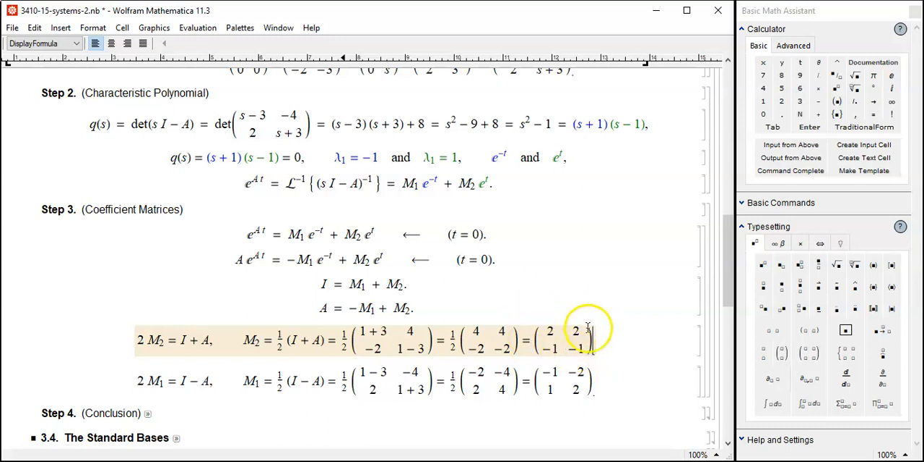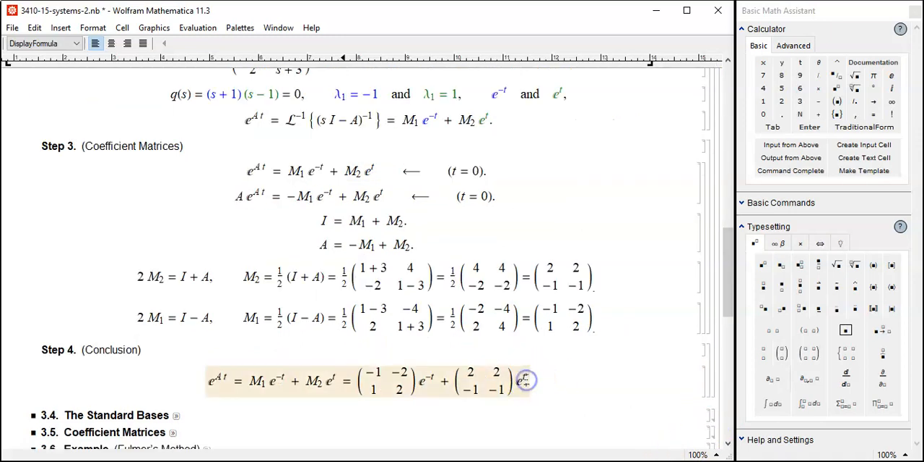Do your computation. Here's my coefficient matrix. Next, I subtract, then m2 minus m2, that's going to be gone. I'm going to get 2m1 equal to I minus A. Divide by 2. Do your matrix computation, matrix addition and dividing by 2. No matrix multiplication, excuse me. In the end, we have the second coefficient matrix. So the conclusion, put everything back into this, and this is the conclusion we get.